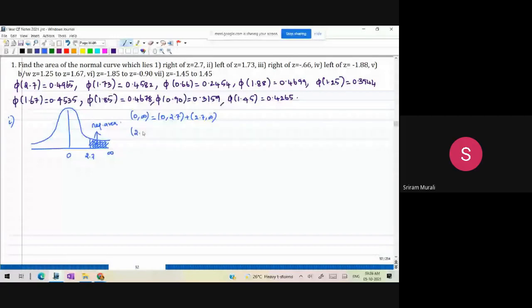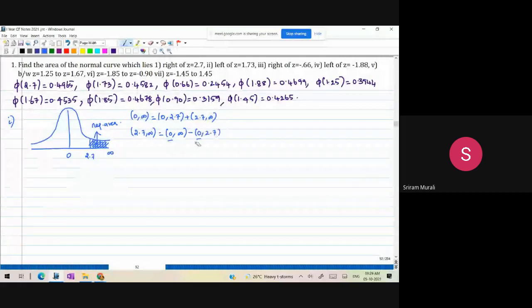This is 0 to infinity minus 0 to 2.7. That is why a standard normal variable always varies from 0. It should vary from 0, not from any point like 2.7. So we want to bring it to the standard normal form, which means it should always vary from the origin. The origin, the mean, is 0.